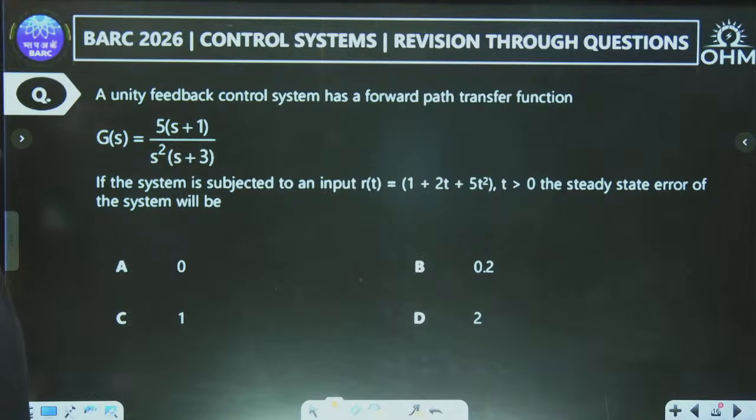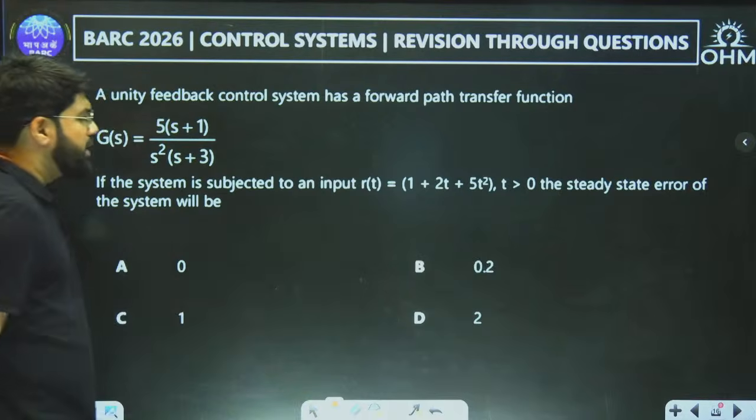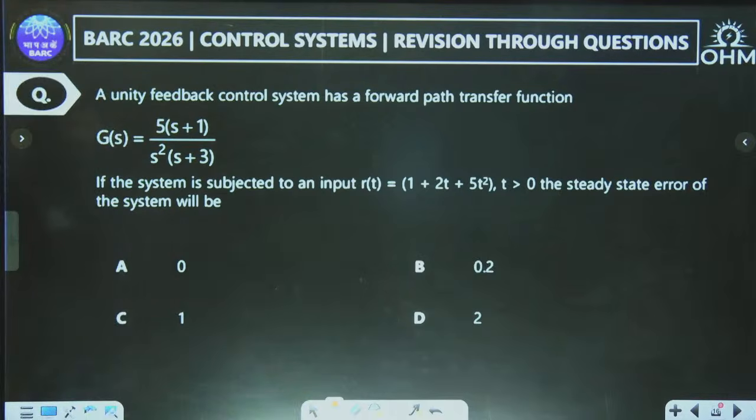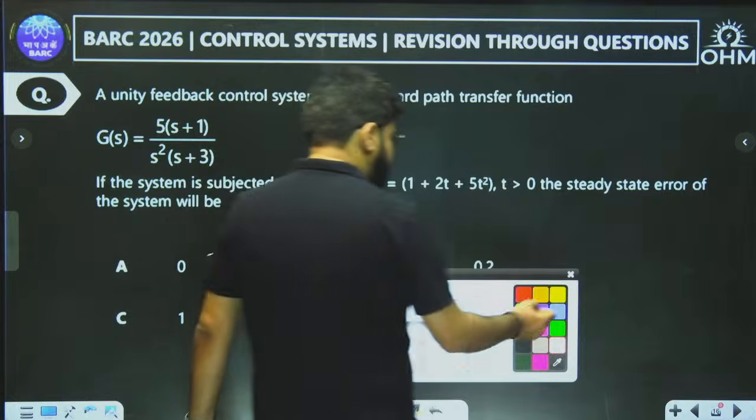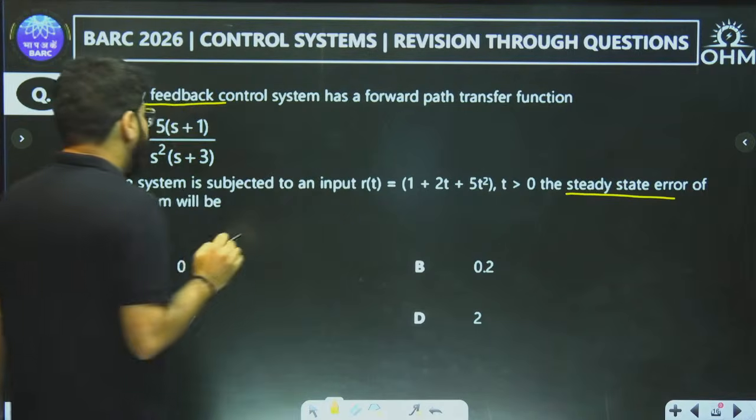A unity feedback control system has the forward part transfer function. Okay, if the system is subjected to the input r(t) equal to 1 plus 2t plus 5t square, the steady state error. The question is on steady state error. Okay, and very good, unity feedback is already given.